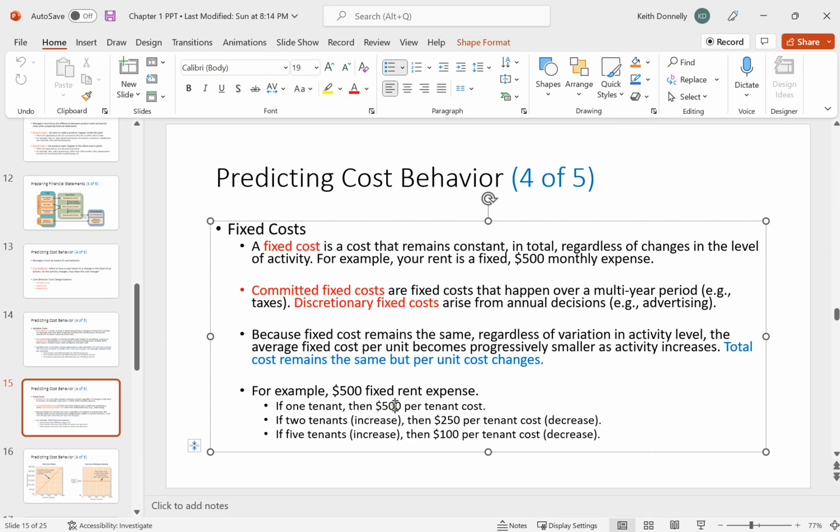So we can see here, the $500 fixed expense, the total cost is always the same. But as the activity base increases, 1, 2, 5, the per unit cost decreases: 500, 250, 100. It's kind of like, I know at one point Panera Bread was doing something where it was $15 a month for unlimited coffee. So it's a flat $15 you pay. Now, if you only drink 1 cup of coffee that month, you just paid $15 per cup of coffee. It's not a good deal.